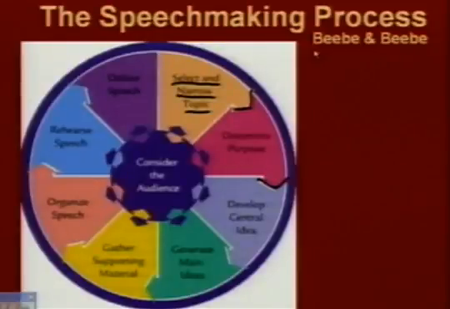I want to point out something else to you here. Notice that there are arrows right here. And notice that there's an arrow that goes in and out of each piece of that pie. The reason that there's an arrow there that goes in and out of each piece of that pie is because at each step of the speech-making process, you should do what? What does that say in that center circle? Consider the audience. Very good. Good, good, good. So we're going to take a look today at how we can consider our audience at each step of that speech-making process.